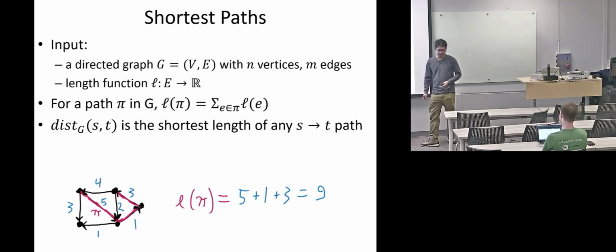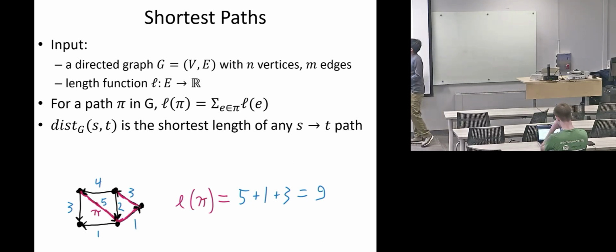For this problem, you have a directed graph like this. Each edge has some direction, and let's say it has n vertices and m edges. I will use m and n throughout this lecture, m for edges. And each edge has some length. Here, the length can be negative. It might not be positive like this.